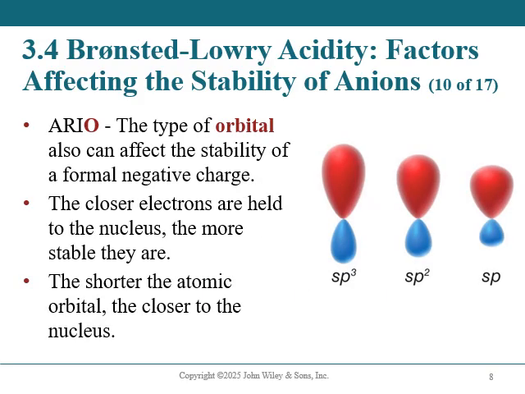Last in our list of initials, the letter O stands for the type of orbital, which can also affect the stability of a formal negative charge. The closer electrons are held to the nucleus, the more stable they are. The shorter the atomic orbital, the closer to the nucleus. In other words, when you have something that is a little bit shorter, you're going to get closer to the nucleus, that attraction becomes stronger, but as you move away from that nucleus, then the attraction becomes smaller.